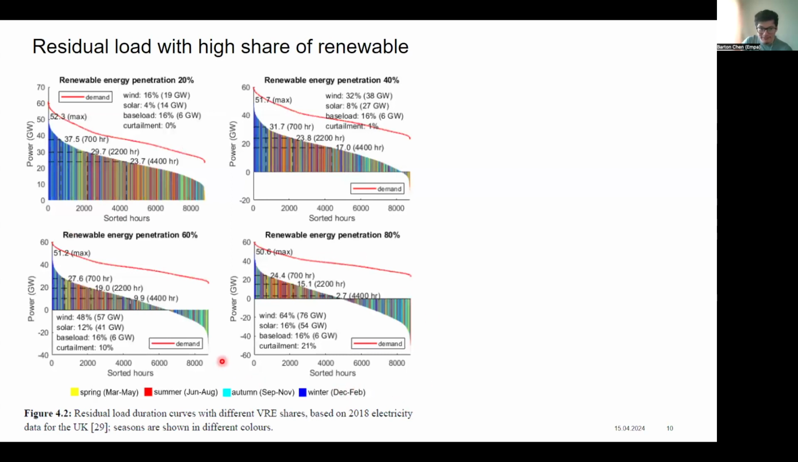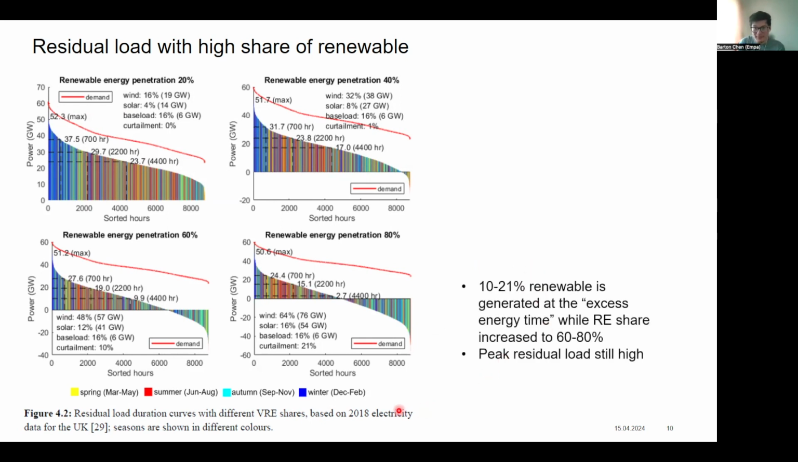And if you look carefully, when we go for even over 40% of renewable energy, you start to have some curtailment. And if you go for 80% of renewable energy, you will see nearly 40% of the time in the electricity system, your generation is just more than what you need in the demand.